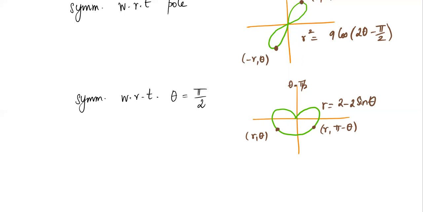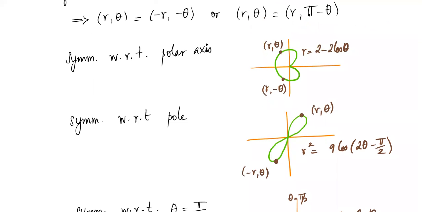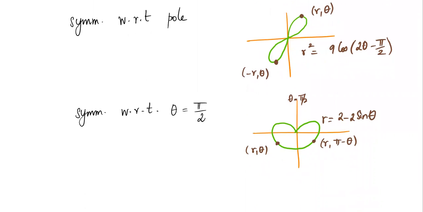Quickly, 2 minus 2 cosine theta was sideways, right? Cardioid, and r equals 2 minus 2 sine theta is sitting like, horizontal. It's a horizontal looking cardioid.